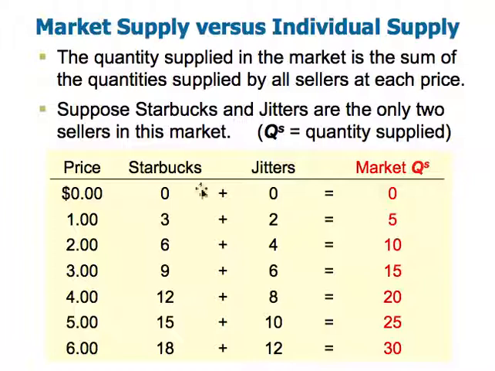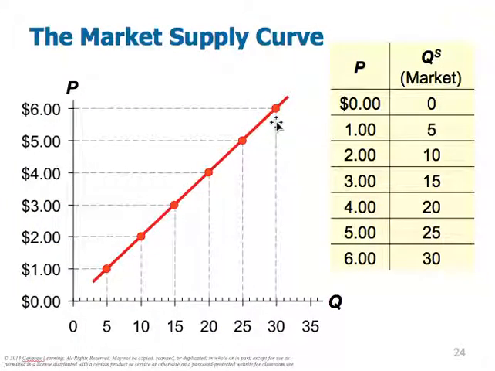Okay, so you take all these different prices along with the market quantity supplied. You plot them together, and you get the market supply curve, which is an upward sloping curve.